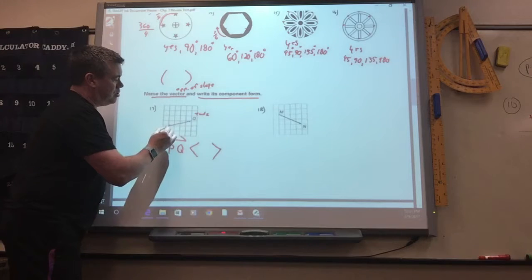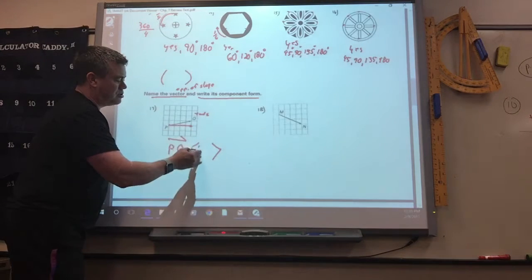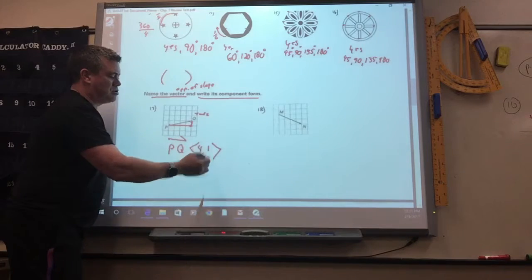So to get from P to Q, you go right 1, 2, 3, 4, so it's just a 4, and up 1, so it's just a 1.